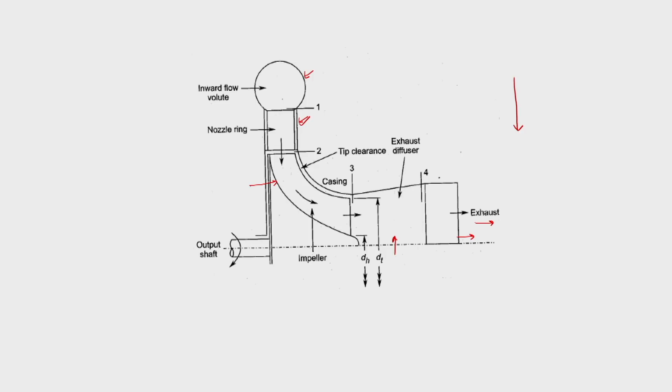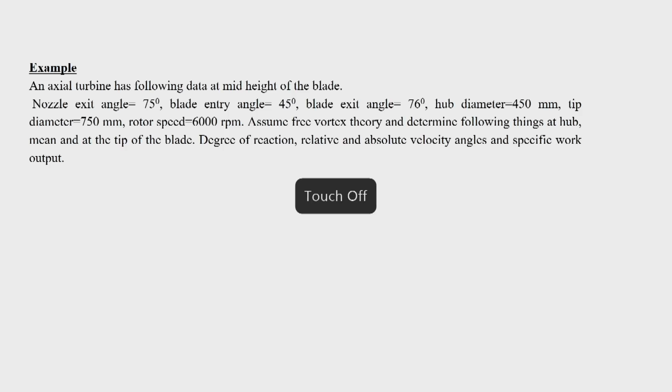Okay. So after this we will see an example for the typical turbine case. The example reads like: an axial turbine has the following data at the mid height of the blade. We should remember this example is purposely chosen for the fact that we had seen something called radial equilibrium and free vortex theory. So this example is based on that free vortex theory and radial equilibrium. It helps us to understand different concepts.